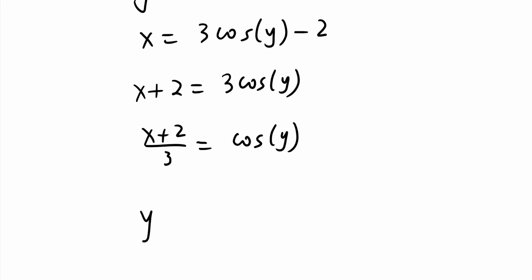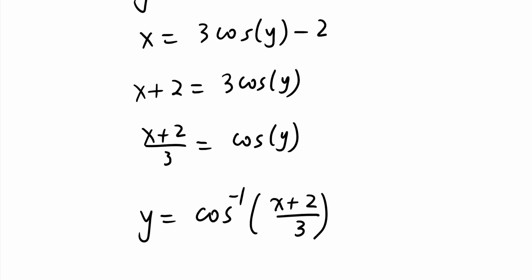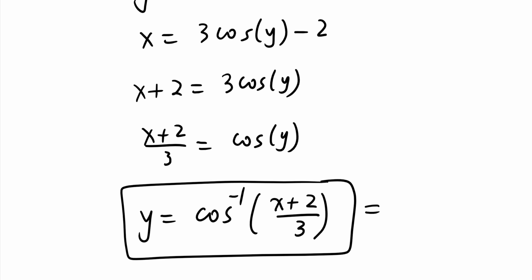And solving for y, we get y equals cosine inverse of (x plus 2) over 3. Okay, so that's the inverse. That's the equation of the inverse. So again, switch x and y and solve for y.